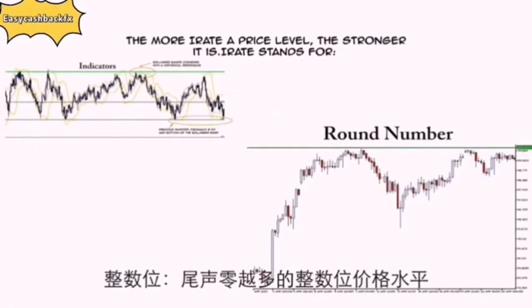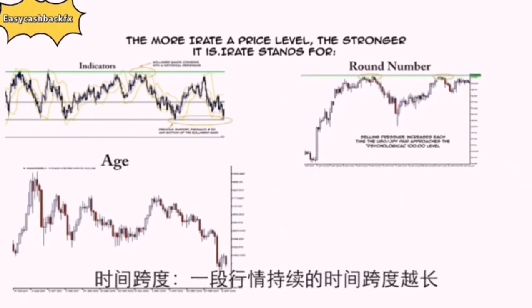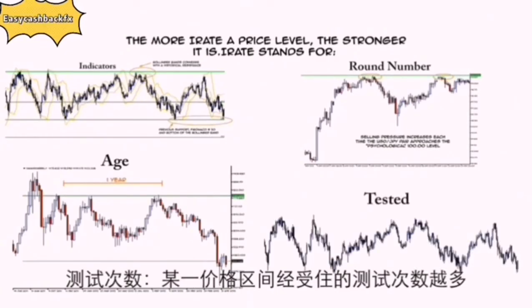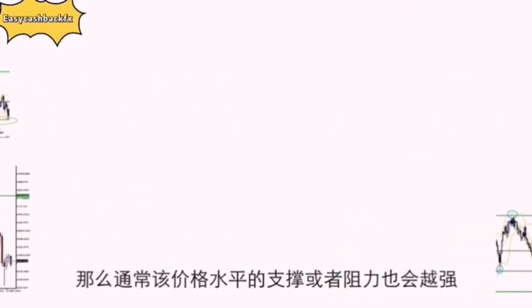Round number. The more zeros at the end, the more respect it tends to get. Age. The longer the price area has held as support and resistance, the stronger it is. Tested. The more times the price area has been tested, the stronger the support and resistance there.